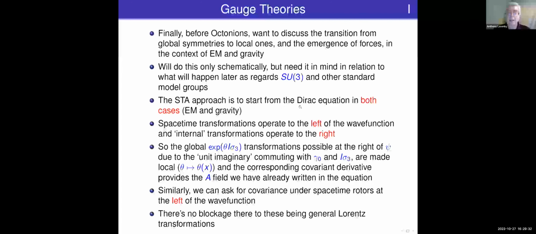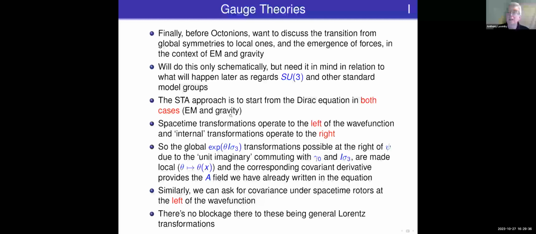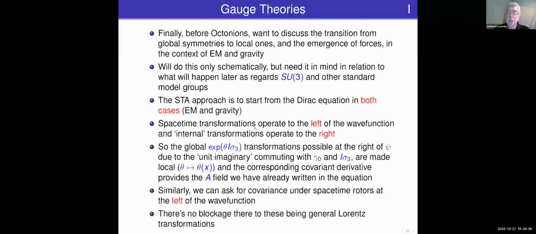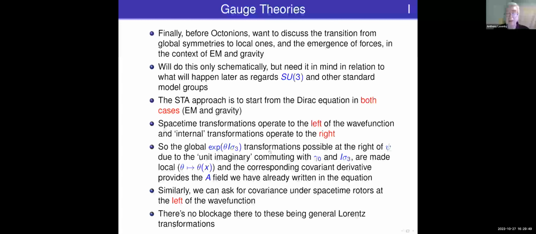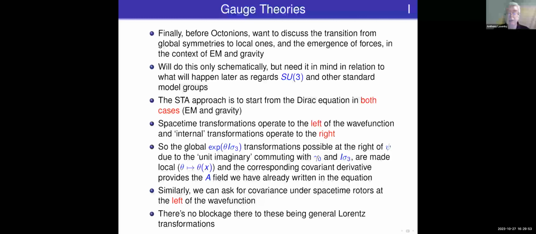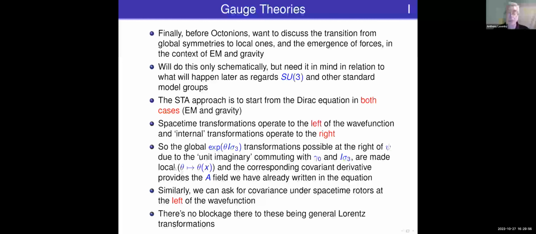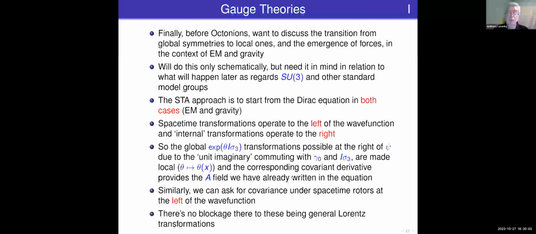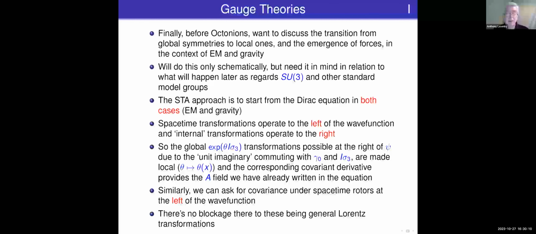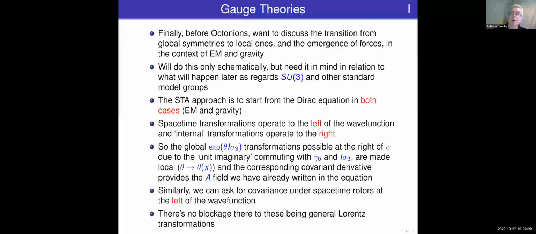And the SDA approach is to start from the Dirac equation in both cases, electromagnetism and gravity. And space-time transformations, as we've said, operate to the left of the wave function, and internal transformations operate to the right. So a global phase change here is possible at the right of psi, as we said, due to the unit imaginary commuting, gamma naught and I sigma 3. You make that local, you get a corresponding covariant derivative, and of course this provides the A field we've already written in the equation. So that was at the right, and it was limited. We'll see how it expands a bit later, but it was limited to just this in what we did to get electromagnetism. So why don't we ask for the same for transformations at the left?